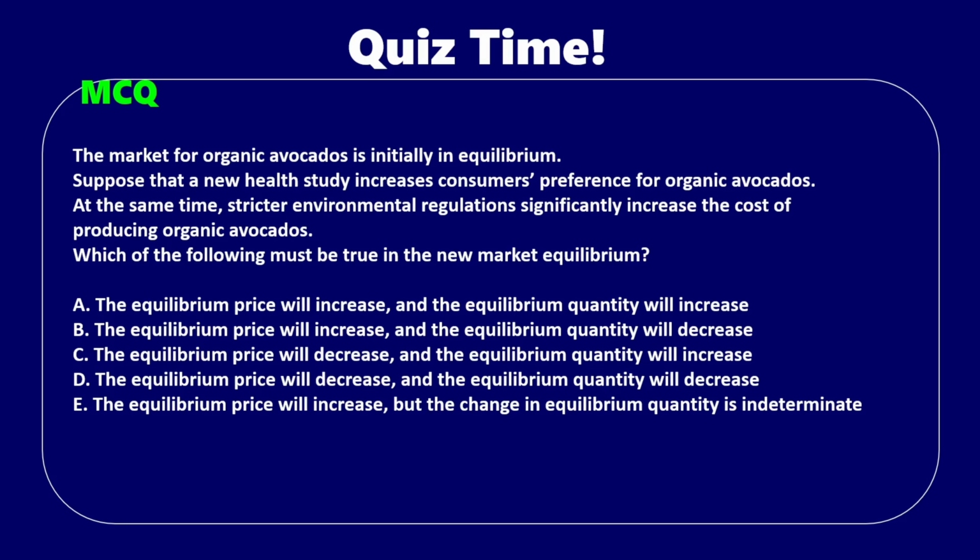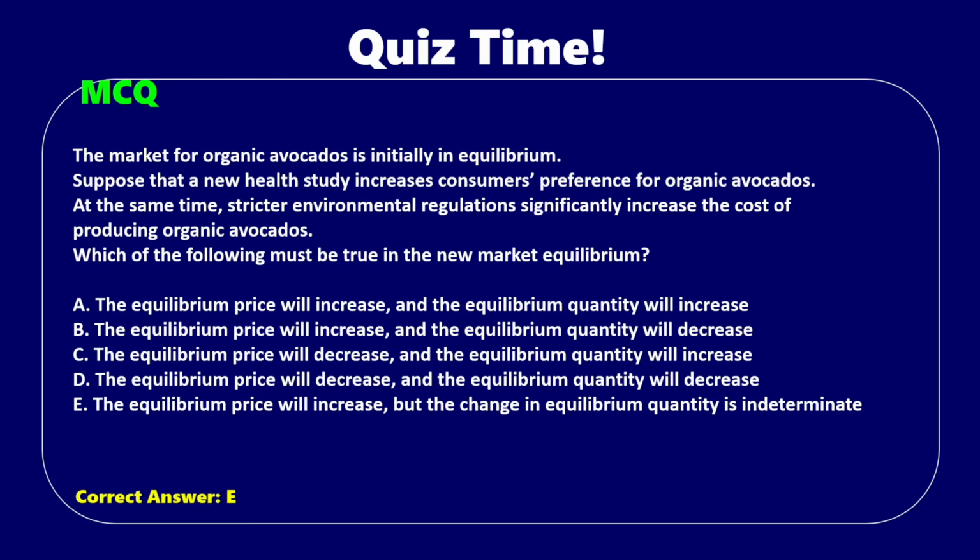Let's break this down step by step. Well, we know that an increase in consumers' preferences will shift the demand curve right. And government regulations that increase the cost of producing avocados is a tax, which decreases supply. So we know this is a double shift where demand increases and supply decreases. With this knowledge, we know that one of the outcomes must be indeterminate. So the answer is obviously E.